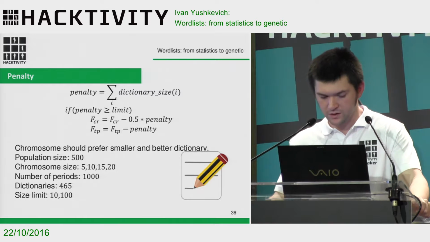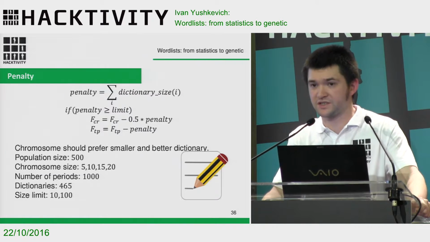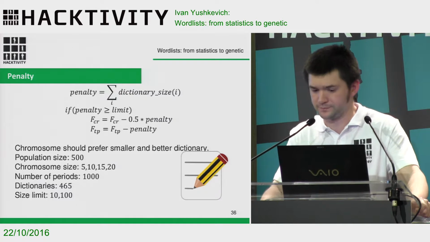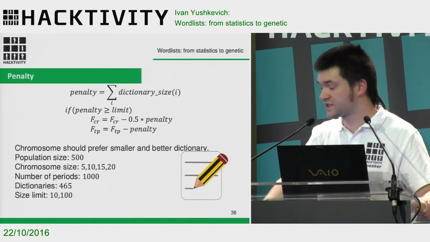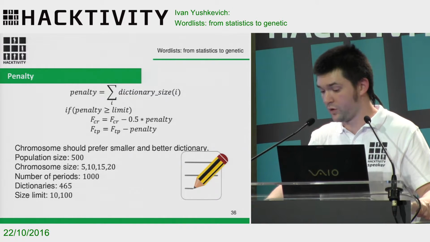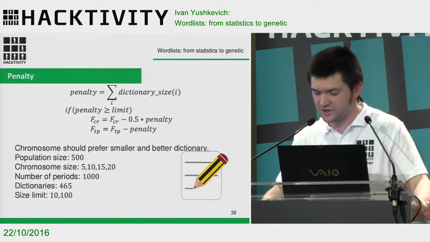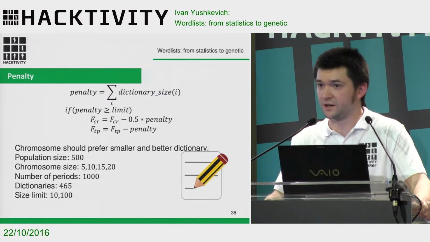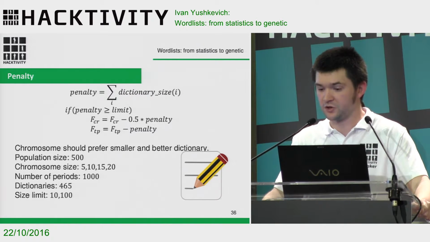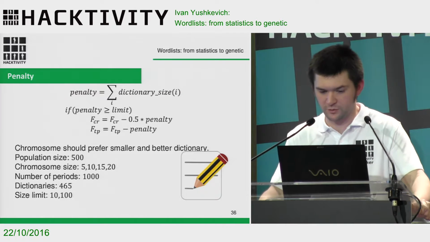And penalty. Because I want to get a dictionary that is as small as possible, there were some penalties based on the size of the dictionary. There was some border value, for example 10 megabytes. After that, if the chromosome size is more than this value, the penalty is calculated and subtracted from both fitness values. So the main idea is to make the population bring me the individual that is as small as possible, the better to solve my problem.